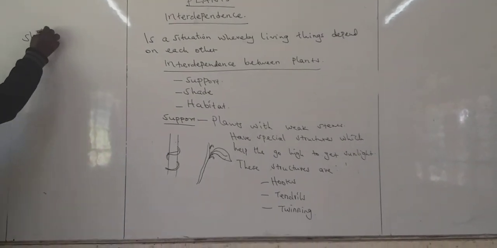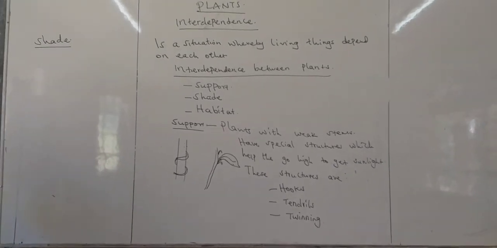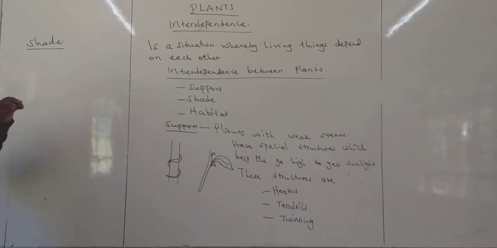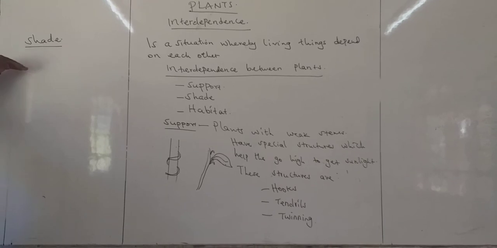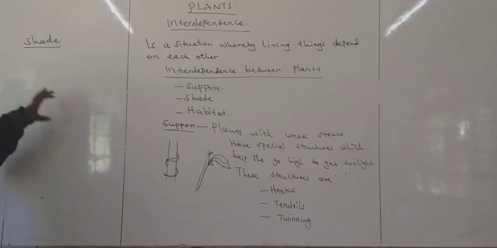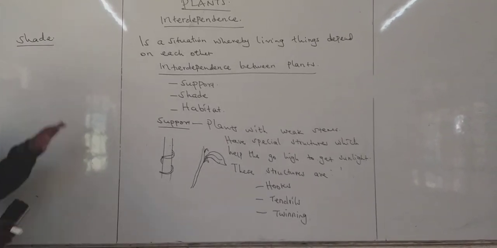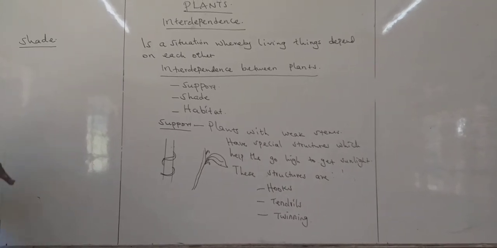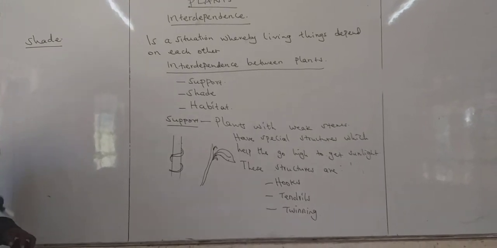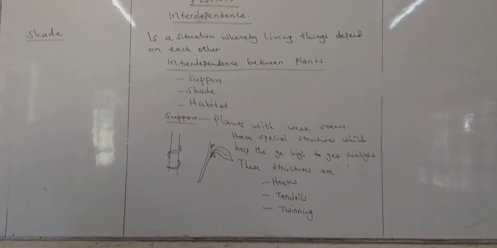Let me talk about shade. We find that some plants grow under the shade of bigger plants, like moss plants. They grow under the shade of other big plants. This is because the shade keeps the ground moist for these plants to grow, or makes it wet all the time, and that is a good environment for these plants to grow.